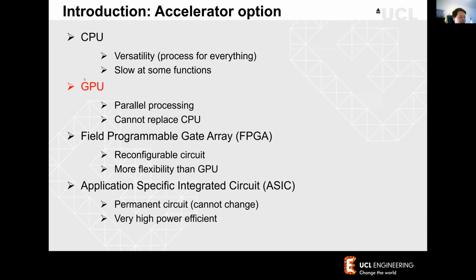Then, the second is the GPU. The GPU has a very strong power to do parallel processing, but the GPU cannot replace the CPU because the GPU doesn't do some processing like data capture. This part still needs to be done in the CPU.